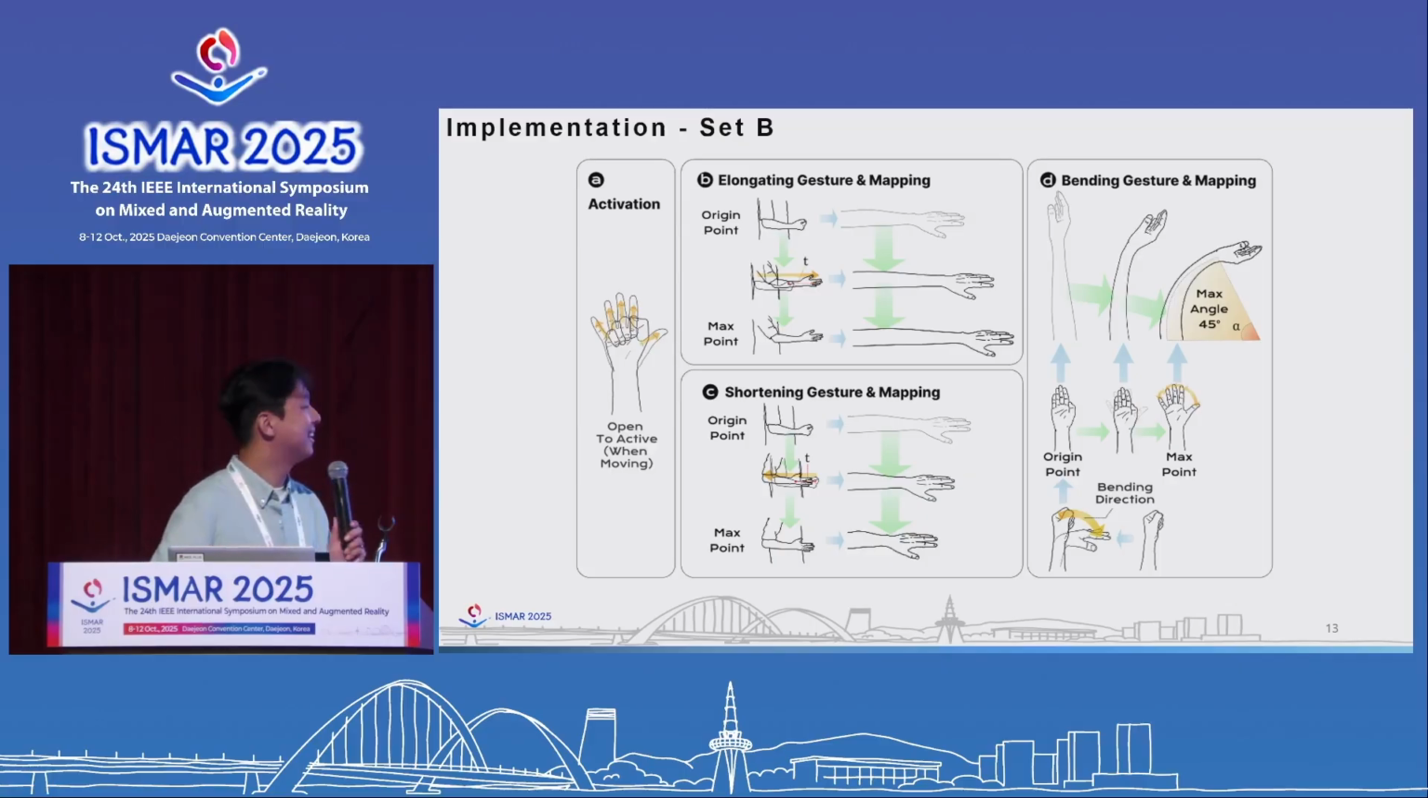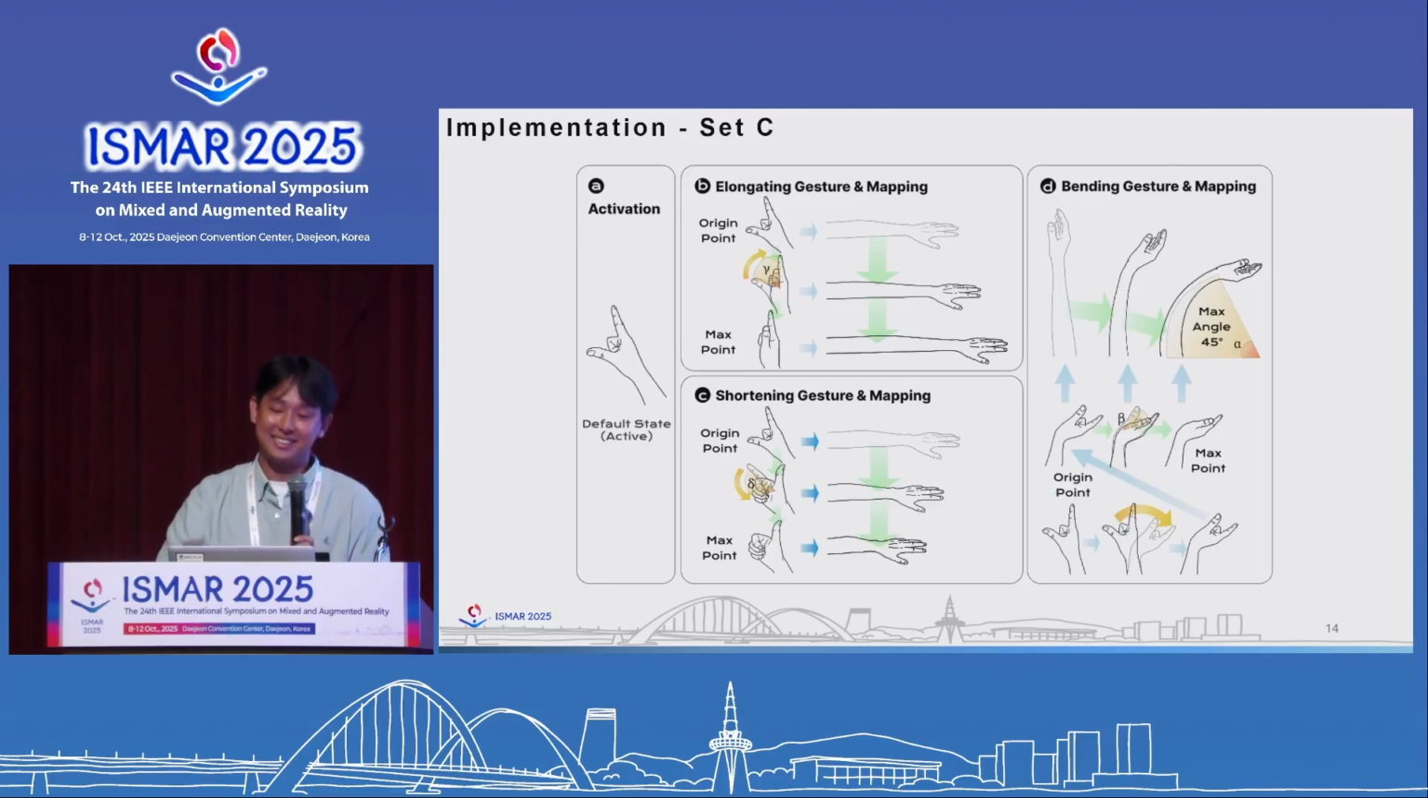Set C takes a different approach. It has no explicit activation mode. It uses a posture to activate. For elongation, the angle between the thumb and index finger is used. Bringing the thumb closer to the index finger elongates the forearm. To shorten, the user simply curls the index finger inward. For bending, the direction of the index finger defines where the arm bends, while the thumb-index angle controls how much it bends. This design was inspired by pinch-like interaction, aiming for directness and continuous control.